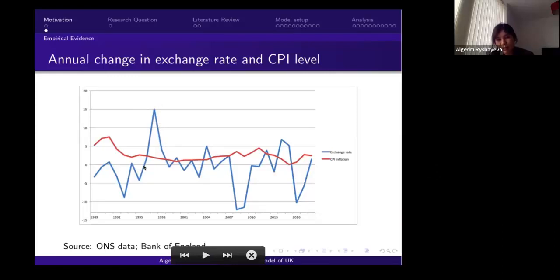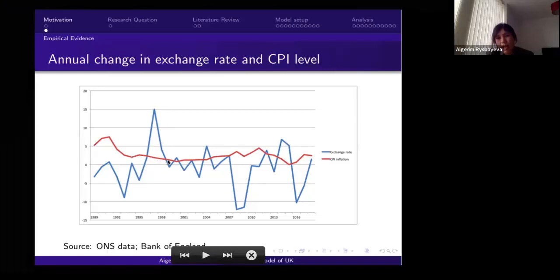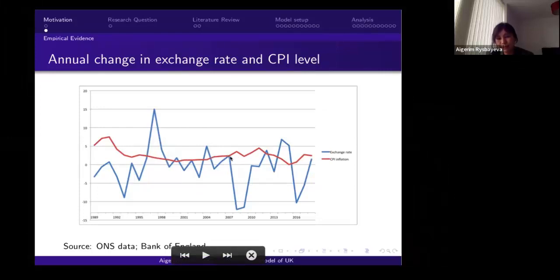So over this period, you see we have a sharp increase, sharp decrease, but the CPI price level was quite stable. And actually from this graph, you can also see that inflation targeting was quite successful in the United Kingdom. So the inflation rate was quite stable until 2008, where we have a sharp drop in exchange rate, whereas the price level again was moderate.